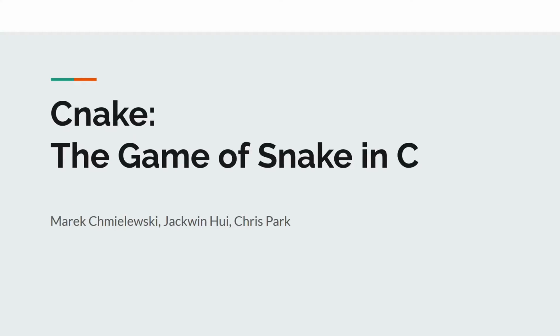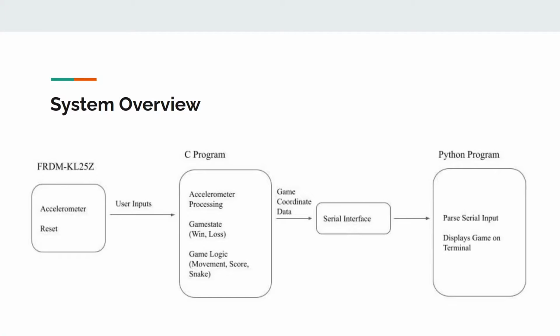For our final project, we created the classic arcade game of Snake using a Freedom board. We use the board's accelerometer as a controller to turn the snake in different directions. From the board, we take in the accelerometer data 3 times every second, which is about every 0.3 seconds. This data is taken as an input into our C program that holds the game state.